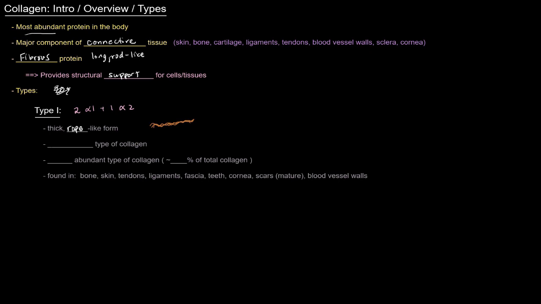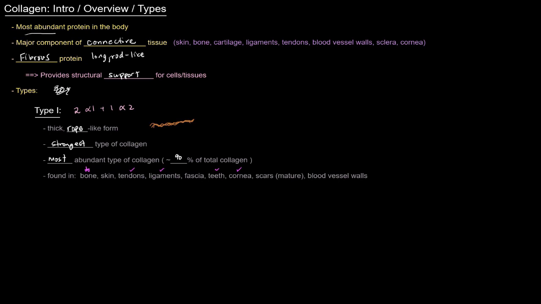Type 1 collagen is the strongest type of collagen, so it's pretty important. It's also the most abundant type of collagen, making up about 90% or so of all collagen. It's found in a bunch of places, including the bone, skin, tendons, ligaments, fascia, teeth, cornea, mature scar tissue, and also the blood vessel walls. Bone is probably pretty important to remember, as well as tendons and ligaments, and teeth and cornea. That comes up here and there, so it's worth noting.